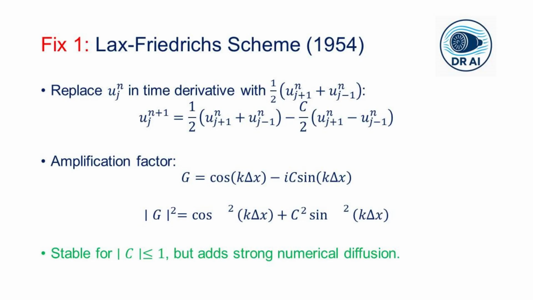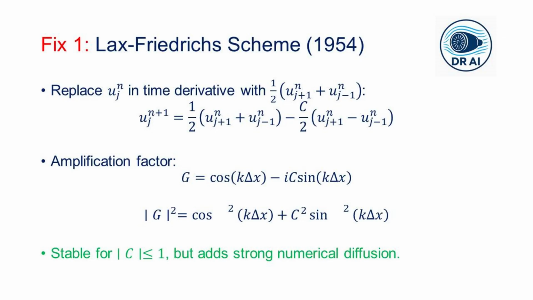So the idea is to replace the u at grid point j and time level n in the time derivative with the average of its neighbors. So the scheme becomes this particular equation. This is the equivalent of FTCS plus an extra dissipation term. Performing the von Neumann analysis gives the amplification factor as G equals cos(k delta x) minus i c sin(k delta x).